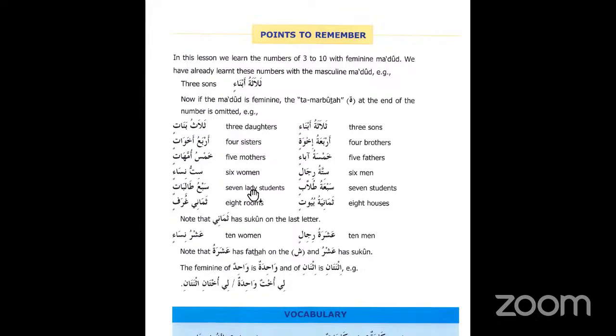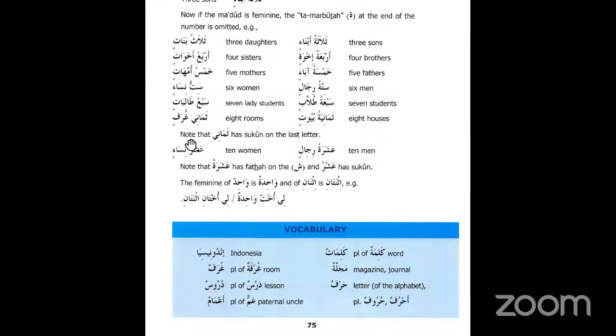Thalathu banatin, 3 daughters. Arba'u akhawatin, 4 sisters. Khamsu ummahatin, 5 mothers. Sittu nisa'in, 6 women. Sab'u talibatin, 7 lady students. Thamani ghurafin, 8 rooms. Note that Thamani has sukun on the last letter.